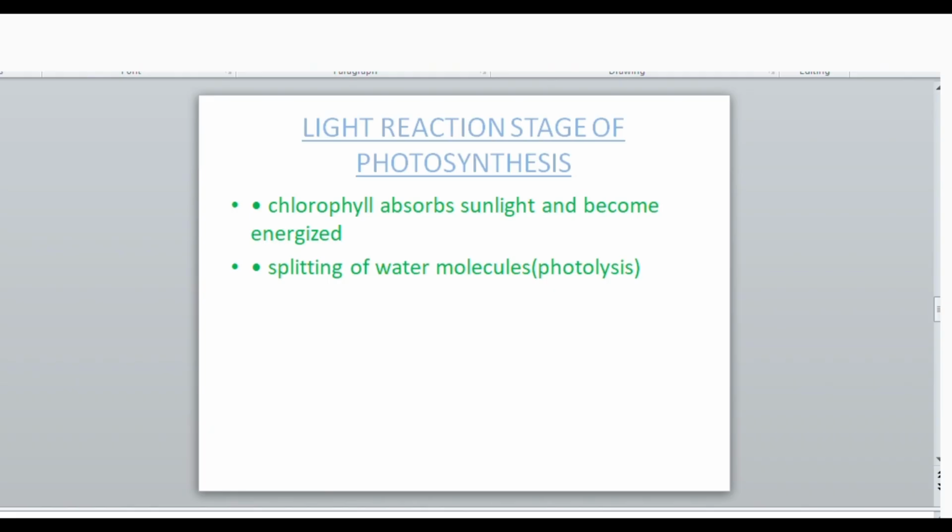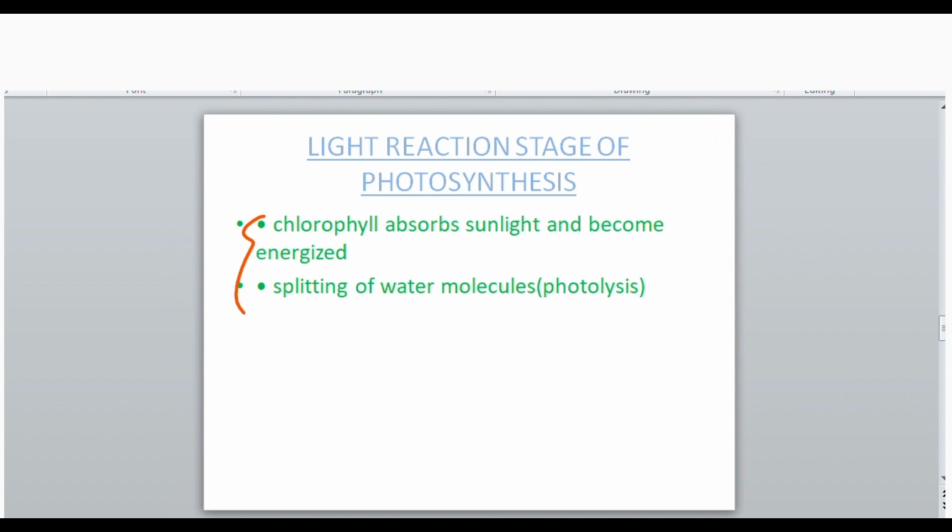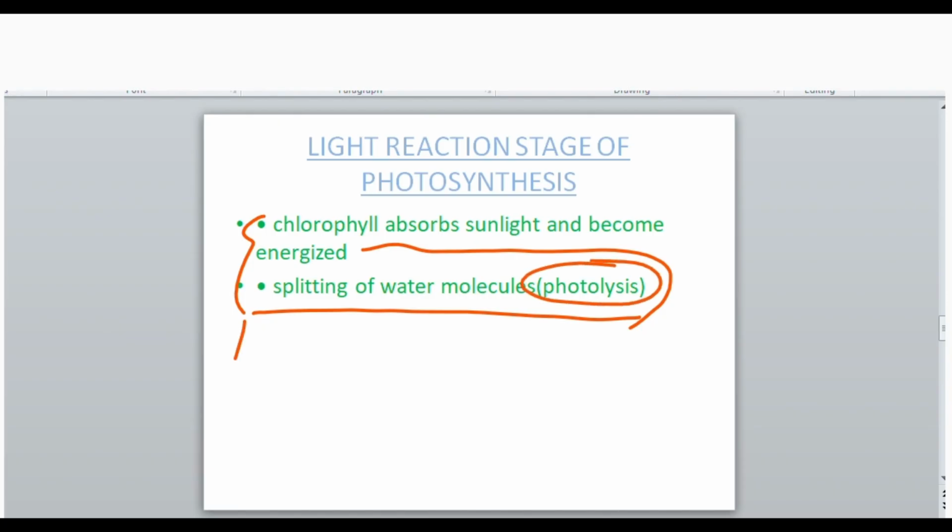Now, in this first stage of photosynthesis, the major process that takes place is that the chlorophyll absorbs sunlight and becomes energized. The energized chlorophyll uses the energy to split the water molecule into two. The process of splitting the water molecule into two is called photolysis of water. So the water molecule is split into hydrogen ion plus hydroxyl ion.